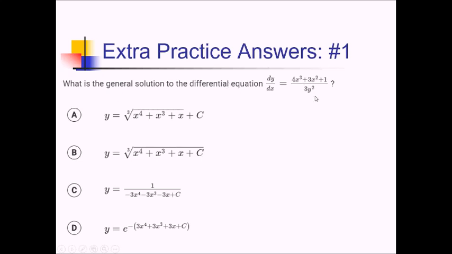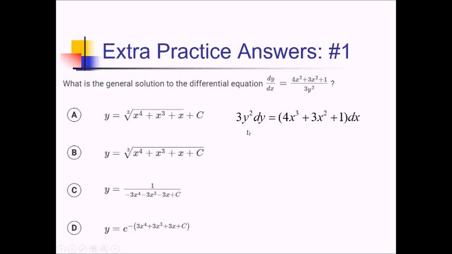To get started, we're going to have to separate our variables because the output variable, y, is in the differential equation. So to do this, let's multiply both sides by 3y squared to get it with the dy. And then we'll multiply both sides by dx to get it on the other side of the equation. At this point, it's time to take antiderivatives.